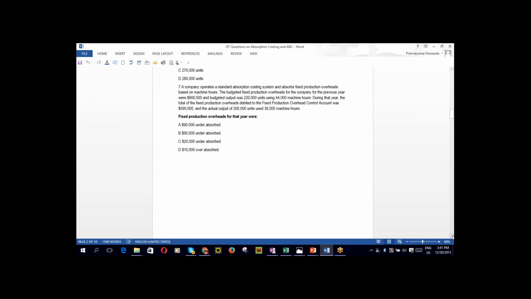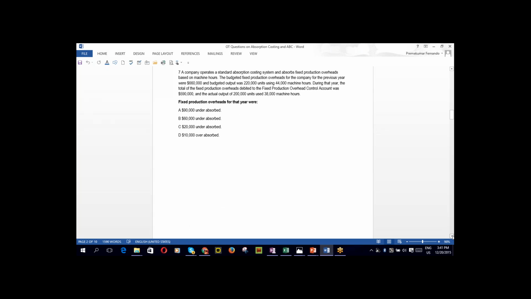So here we have a company operating a standard absorption costing system, absorbing fixed production overhead based on machine hours. In the earlier question we were going by the number of units. Here we are going by the machine hours. The budgeted fixed production overhead for the company for the year was 660. Budgeted output was 220 using 44,000 machine hours.